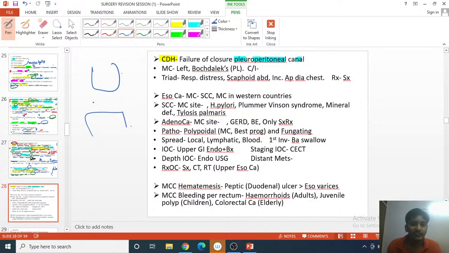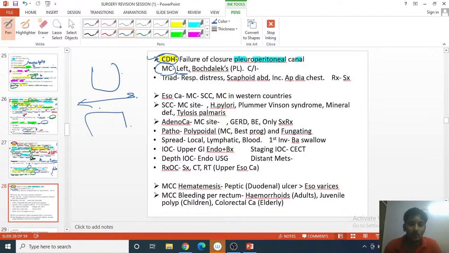So ये दोनों connected होती है prior. Okay, but if these are not closed properly, there is an abnormal connection in between both of them, that can lead to a congenital diaphragmatic hernia. So failure of closure of pleuroperitoneal canal can lead to congenital diaphragmatic hernia. Most common कहाँ होता है? It is most commonly at the left side. Okay, most commonly at the left side.